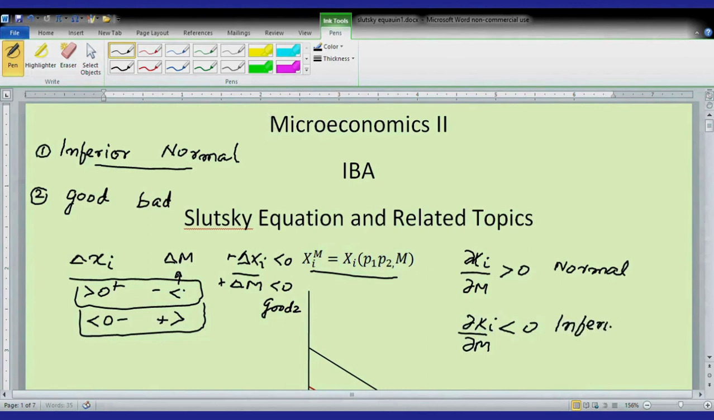In words, if an increase in income causes the consumption of a good to increase, and a decrease in income causes the consumption of the good to decrease, then the good is a normal good. And if an increase in income causes a decrease in consumption of a good, and a decrease in income causes an increase in consumption of a good, then the good is known as an inferior good. So this gives us the classification of goods into normal good and inferior good.